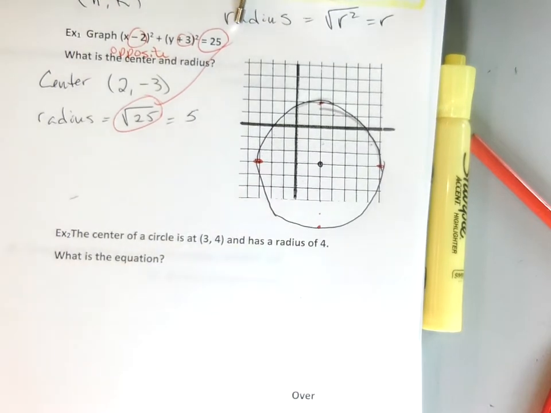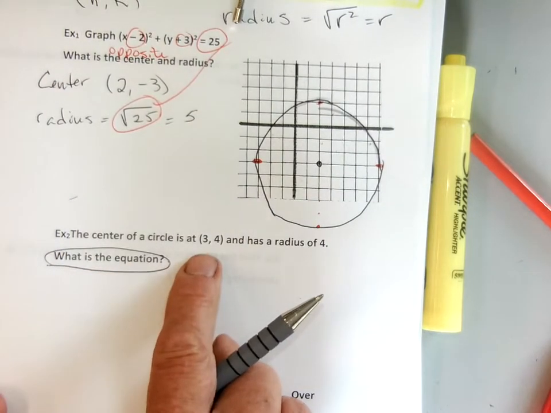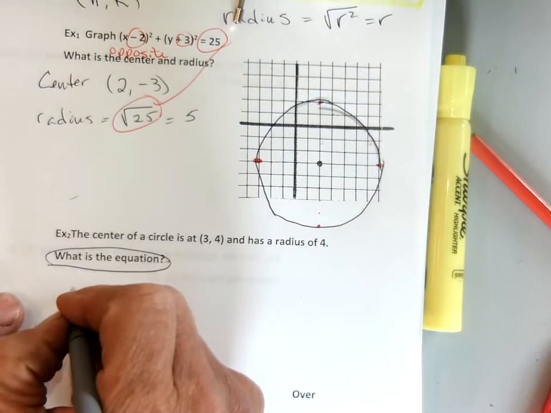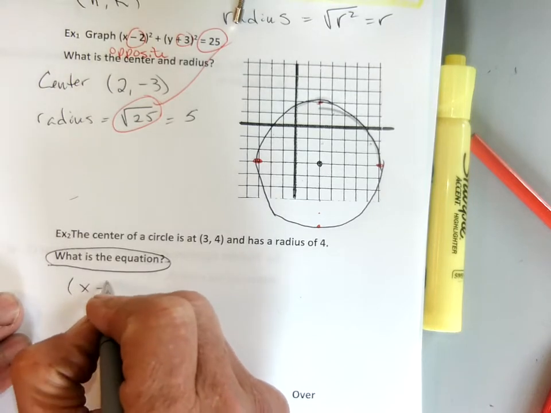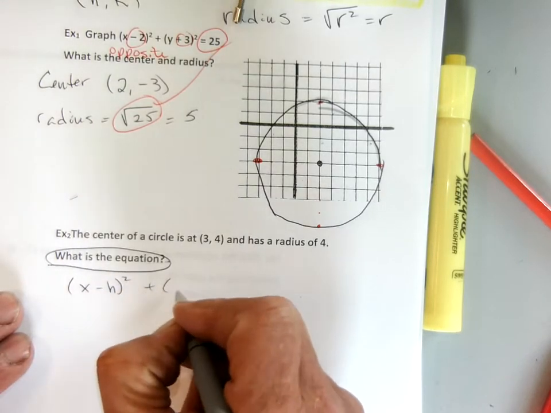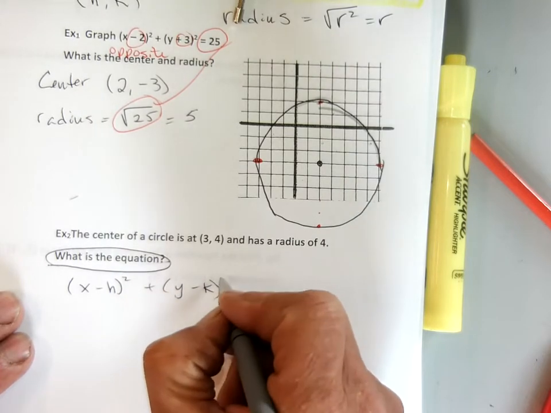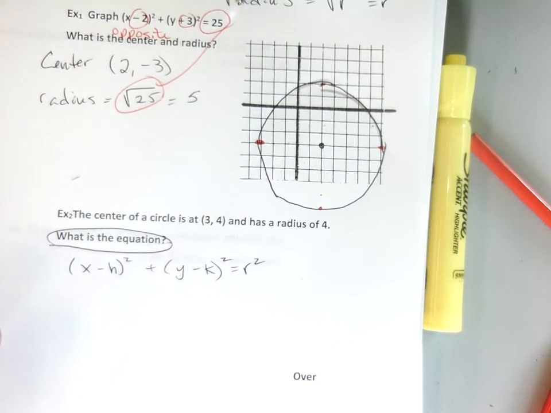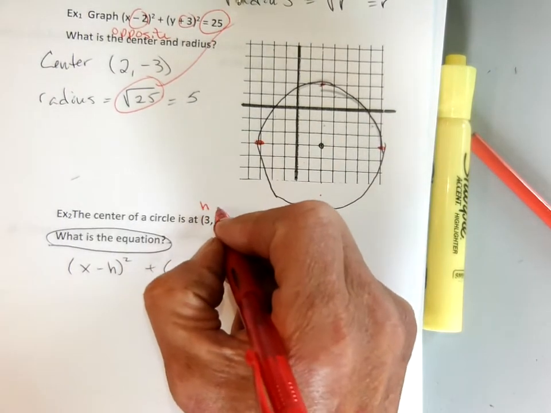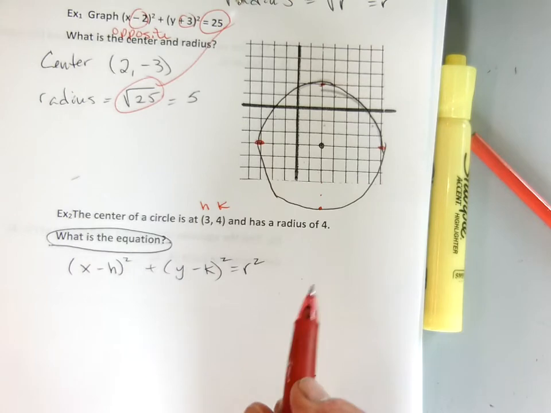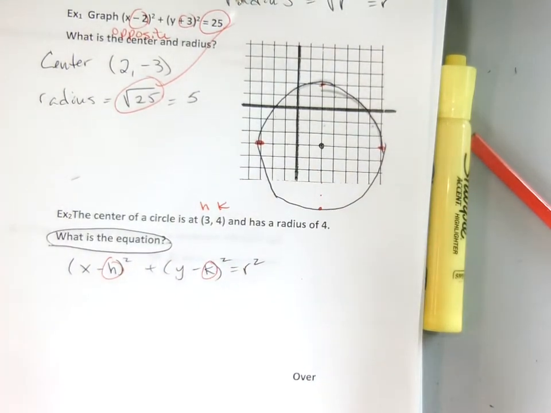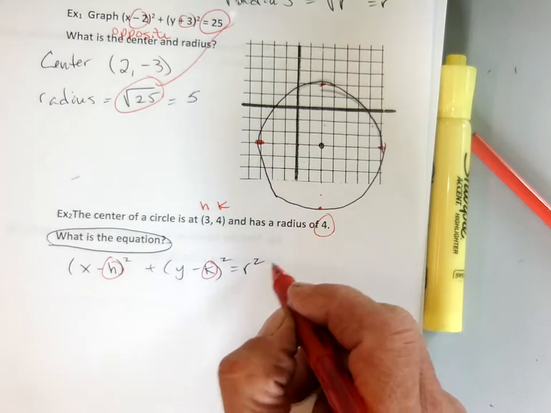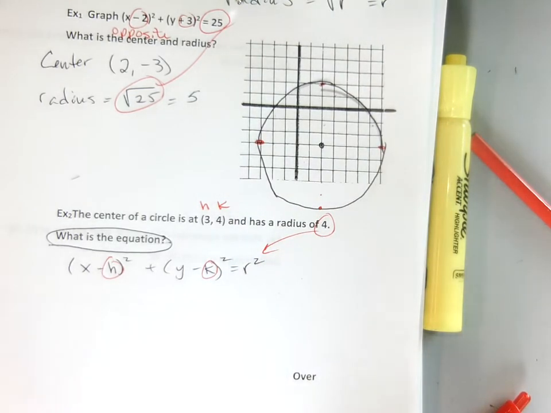So example 2. Now we don't need to graph it, but we need to find the equation. The center is given and the radius is given. So if we want the equation, I'll just start off with the equation: x minus h quantity squared plus y minus k quantity squared equals r squared. And I know h and k. H and k are 3 and 4, so I'm just going to put those numbers there and there. I know the radius is 4. I'm going to put that number right there, and I'll have my answer.